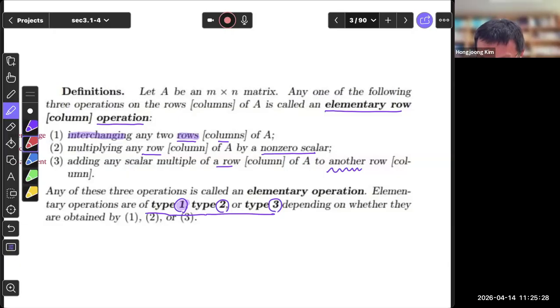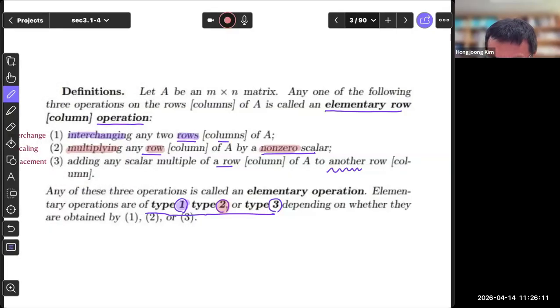The second operation multiplies a non-zero value to some row. You multiply some non-zero number to a certain row. Say you multiply 2 to the second row or 3 to the fifth row and so on. That is called the scaling operation, or type 2 operation. I multiply a non-zero value. Let me give some example here.